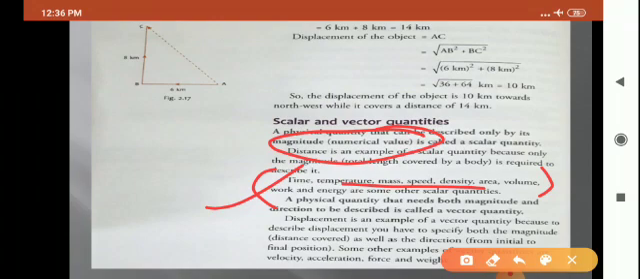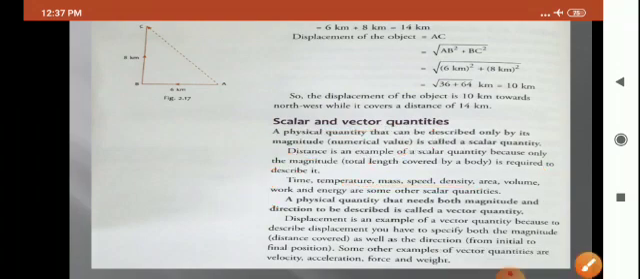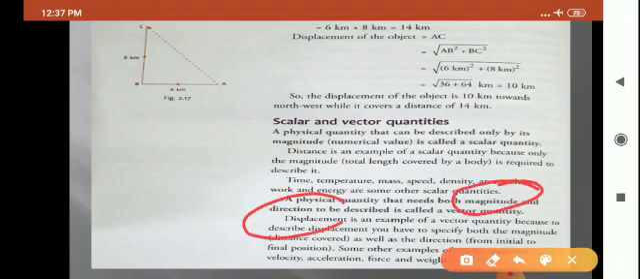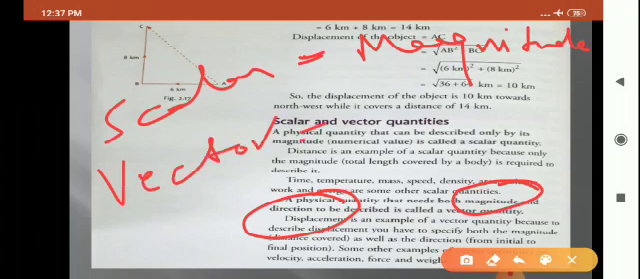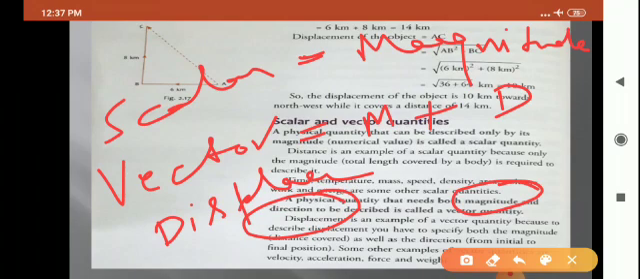Now children, coming to another quantity, that is your vector quantity. In vector quantity we require both magnitude and direction. Scalar में we require only magnitude. स्केलर में हमें केवल मैग्नीट्यूड चाहिए होता है, और वेक्टर क्वांटिटी में we require both magnitude plus direction. Like your example for vector quantity is your displacement. डिस्प्लेसमेंट में हमें क्या चाहिए होता है? I told you in a fixed direction, like from A to C, so we require direction also.